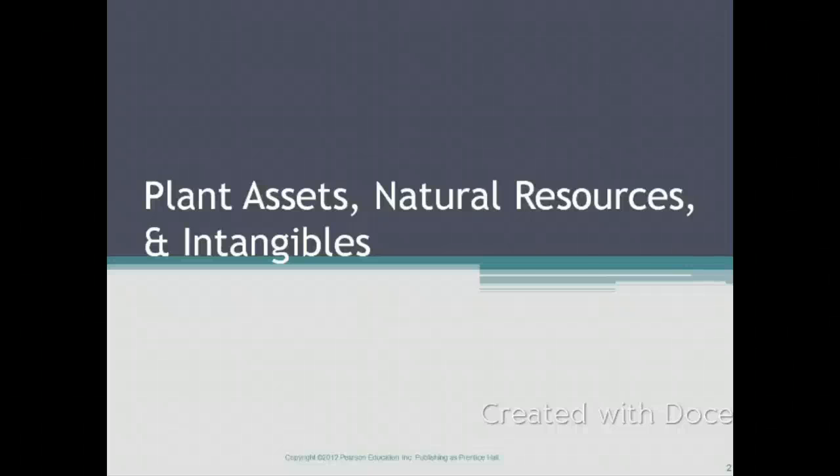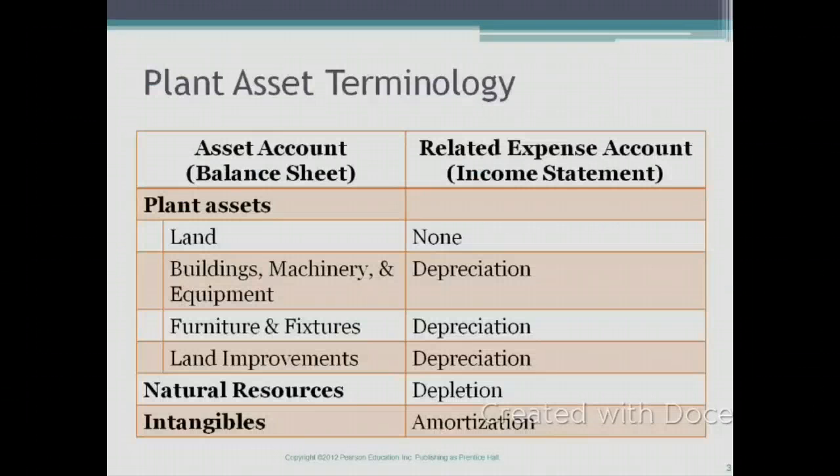This chapter deals with plant assets, natural resources, and intangibles. You've seen the term plant assets before. Plant assets are items on your balance sheet that have a life of longer than 1 year. We use them longer than 1 year. Typically, plant assets are physical things such as land, buildings and machinery, equipment, furniture, fixtures, and land improvements. Land improvements is something new that you haven't seen, but we'll talk about it in a little bit.